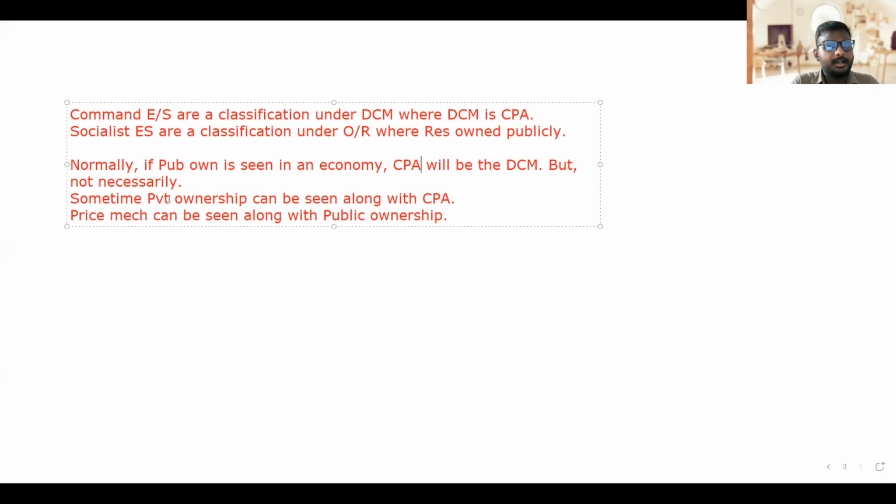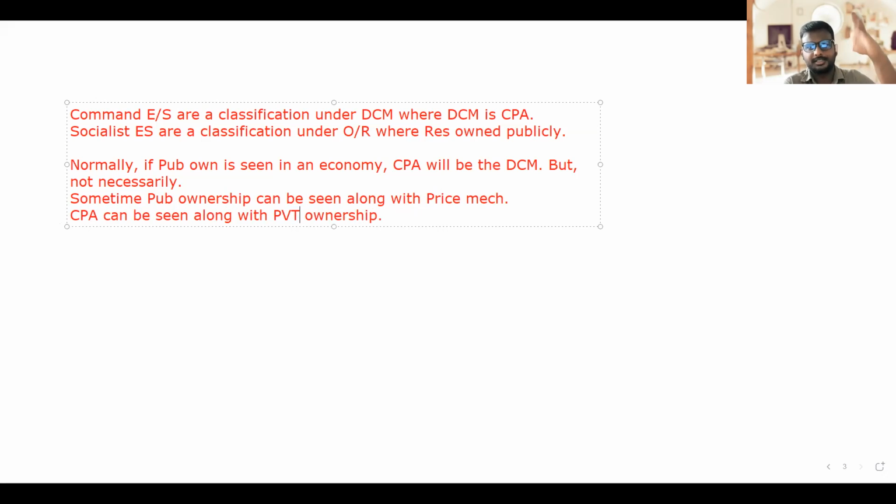Sometimes you can write the same thing, but I'll change it. Public ownership can be seen along with price mechanism, or central planning authority can be seen along with private ownership. So like I said, the same answer, the same structure, you have to just change few words here and there.